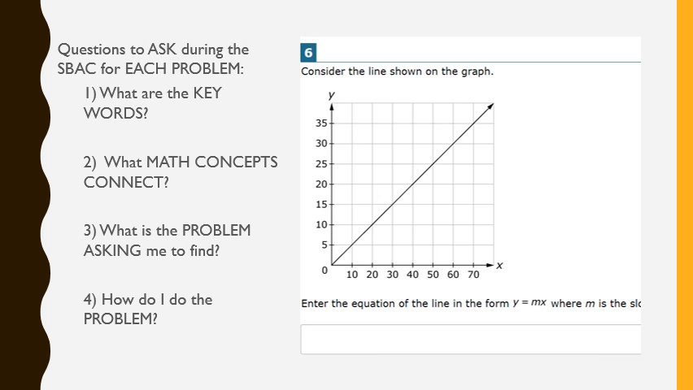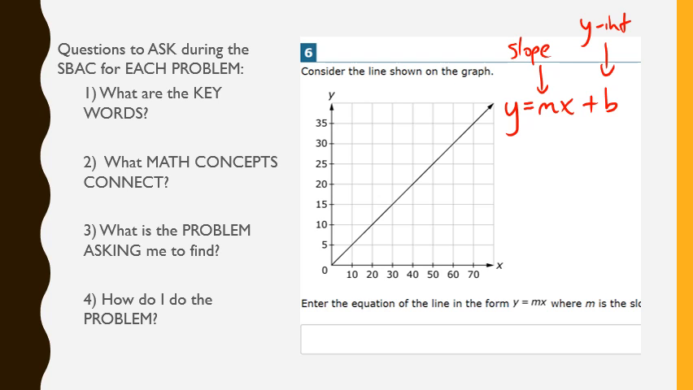Number 6 here asks us to consider the lines shown on the graph. So we see we've got a graph and we've got a line. It says to enter the equation of the line in the form of y equals mx, where m is the slope. So what we need to remember here is our magical formula for every single line, y equals mx plus b. M always represented the slope for us, and b always represented our y-intercept.